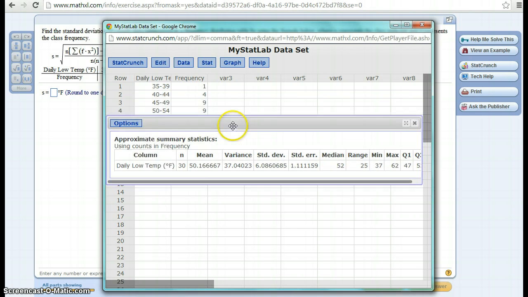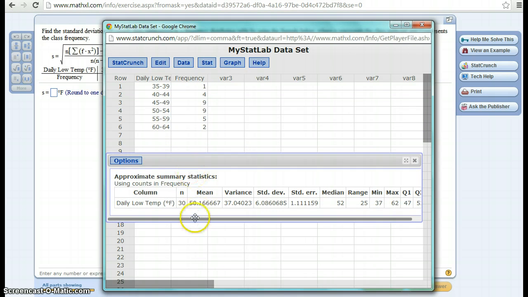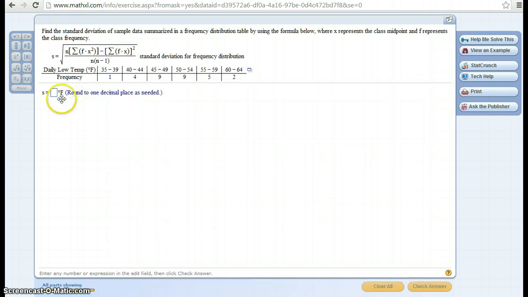So there we go. So there is the mean. The mean for this would be 50.16. The standard deviation is 6.086. And it says round to one decimal. So 6.1. So let's try that. 6.1, and there we go.